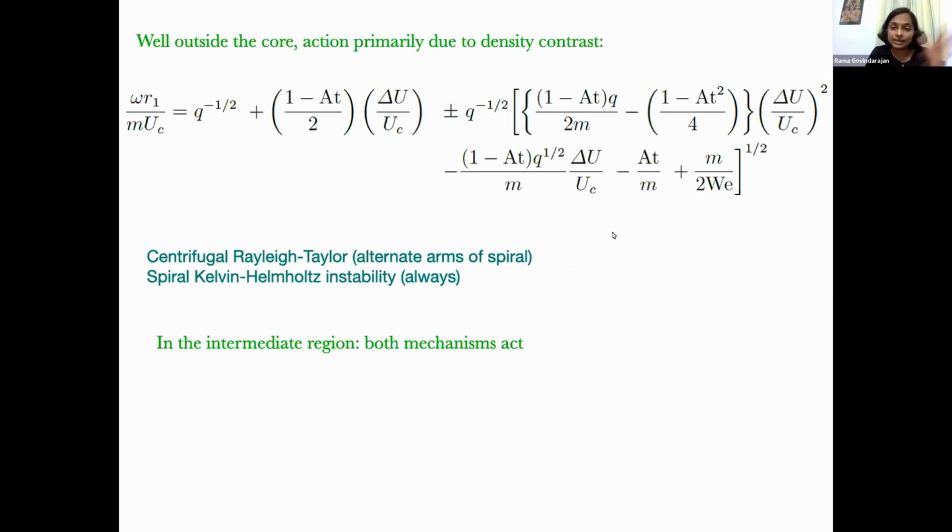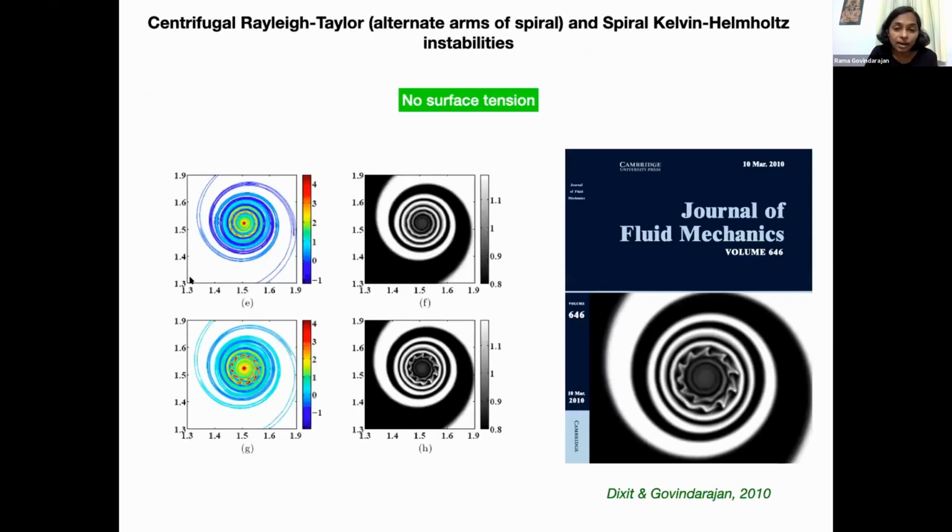So well outside the core, don't look at this formula, it's too messy. But all I want to say is that the centrifugal Rayleigh-Taylor that I told you about happens on alternate arms of the spiral, and the spiral Kelvin-Helmholtz happens in every arm. And in the intermediate region, where it's not well outside the core or well inside the core, both these mechanisms become important. Namely, density is more important outside the core, surface tension is more important inside the core, and in the intermediate region, both are important. So here are just simulations from our old work on this spiral Kelvin-Helmholtz and centrifugal Rayleigh-Taylor instability. And you see that the minute you put a density jump, instead of passively rolling up into a little spiral, you see this beautiful combination instability coming up. And if I can boast about it myself, it's pretty nice looking.